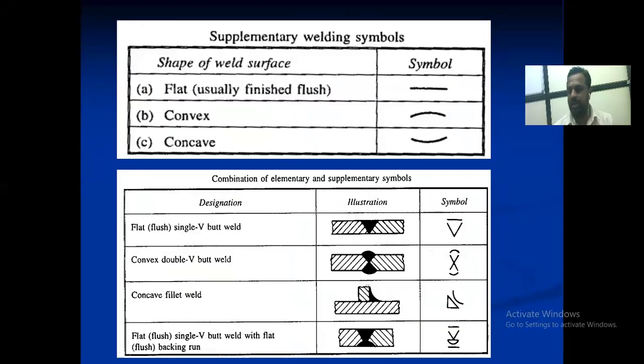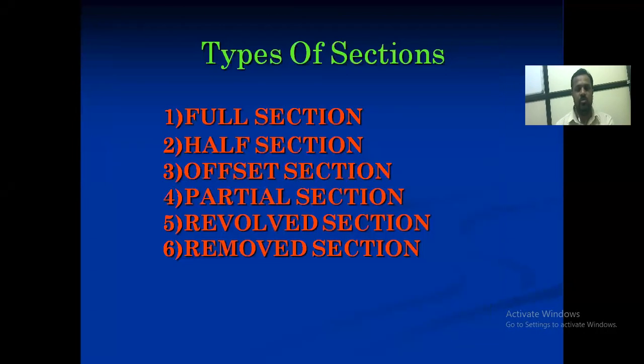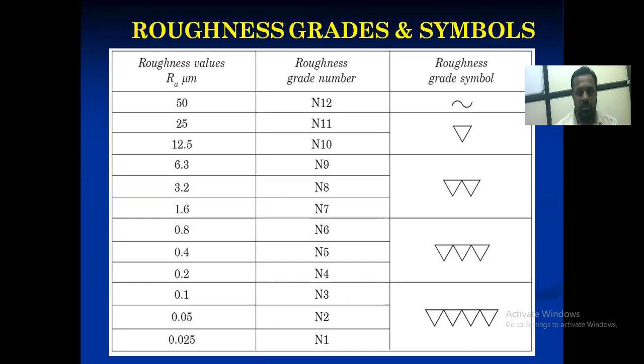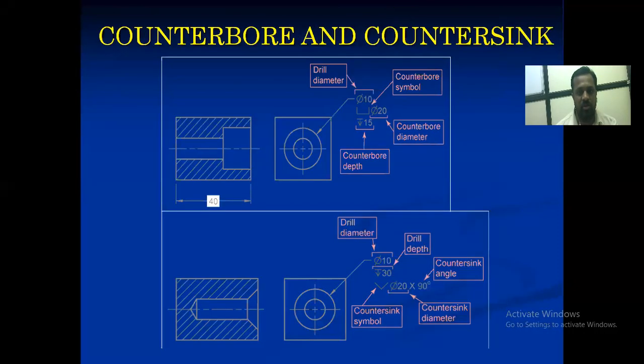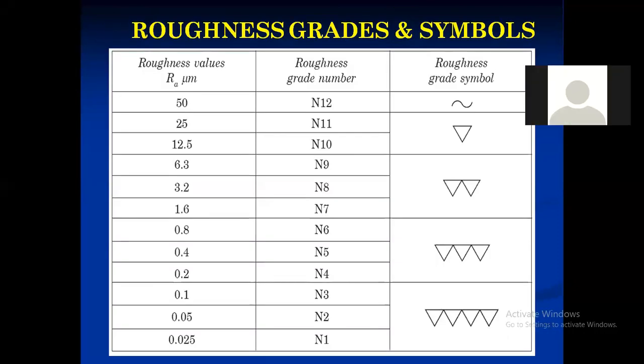In the last lecture, we covered the symbols of welding. We also covered some part regarding the surface roughness symbols. In short, we will review whatever we studied in the last lecture, and then we will start the next point.